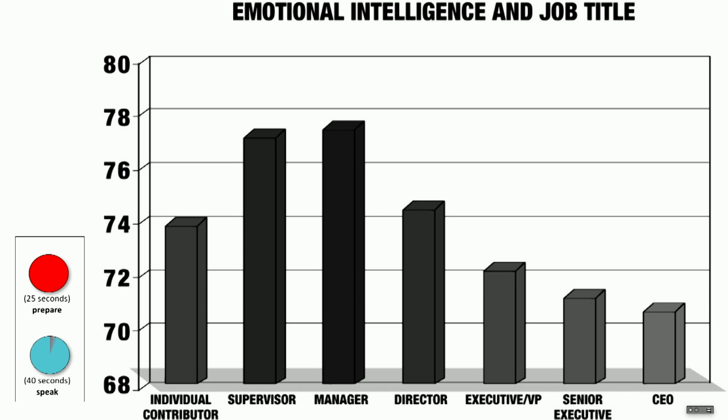This graph represents the different levels of emotional intelligence by particular job titles, including contributors, supervisors, managers, and more. Managers have the highest emotional intelligence at around 77 points. This is followed quite closely by supervisors. Directors and individual contributors come next. Both of those are around 74 or 75 points. The lowest people with emotional intelligence are actually CEOs. They have scores of just over 70.